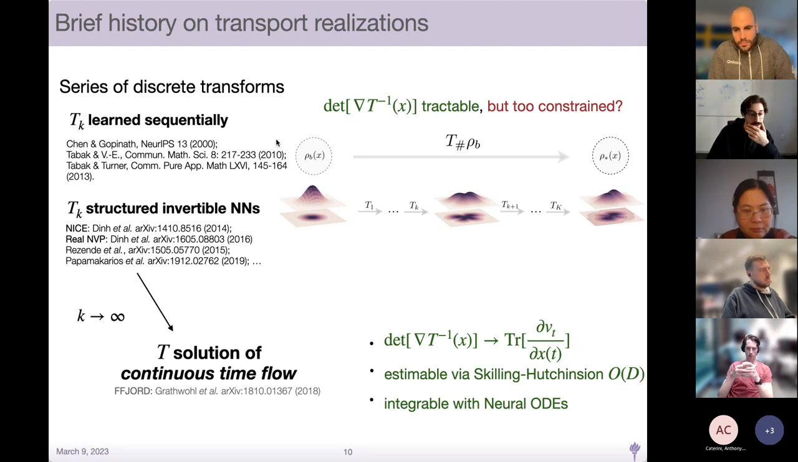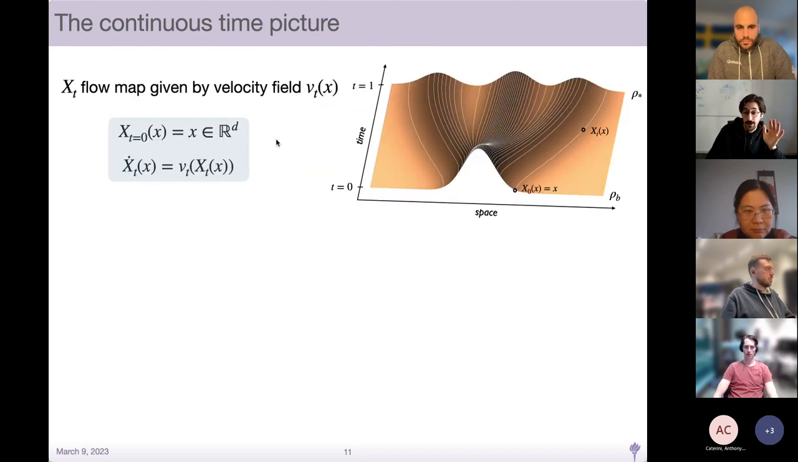Moreover, since the advent of these neural ODE type tools where we can backpropagate through ODEs and dynamical systems, there's a larger scale of possibilities for these models that emerges. And because the rest of the talk is going to be working in this continuous time picture, I want to lay out very explicitly what I mean by transport in this picture. It's a little different than just thinking about the full map T. And I'm going to do that by introducing this thing I'm calling the flow map X_t, okay? And that's labeled by some time parameter t. X_t is going to be given by a velocity field V_t of x, okay, with the following conditions.